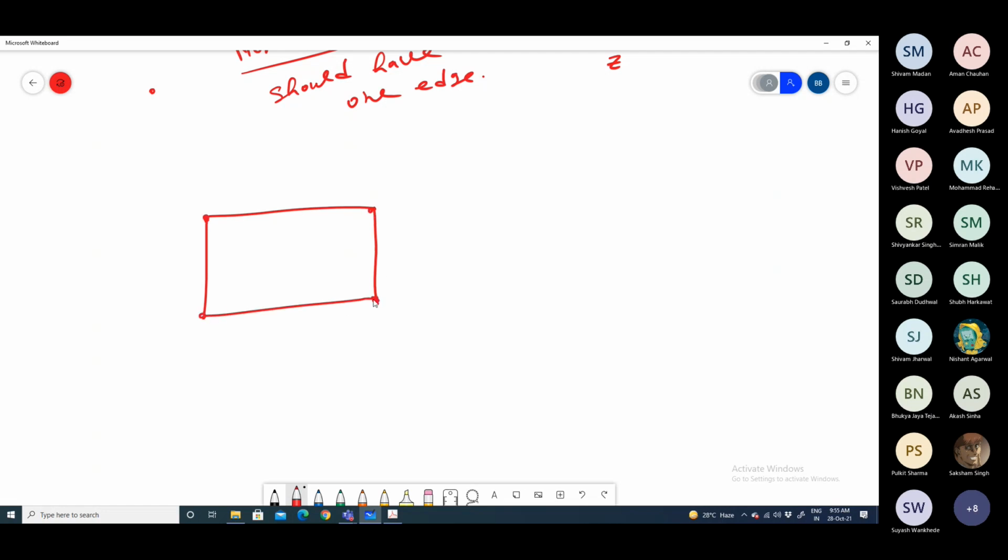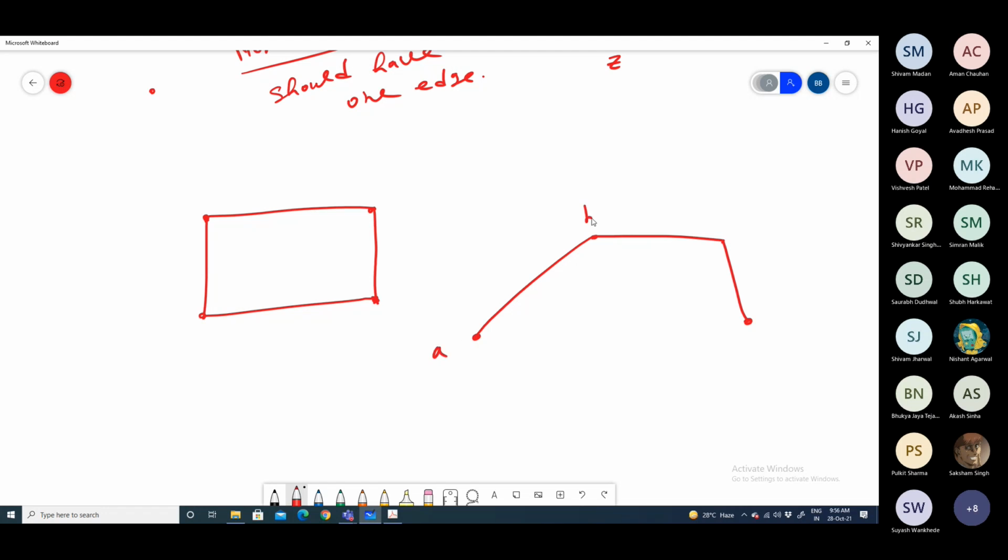Now, can you give me one cut edge from this graph? No, there is no cut edge, right? Is there any cut vertex? No, sir. No.